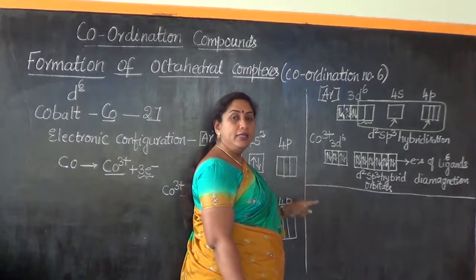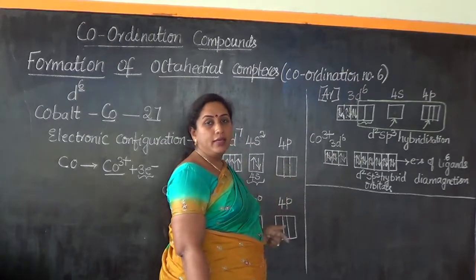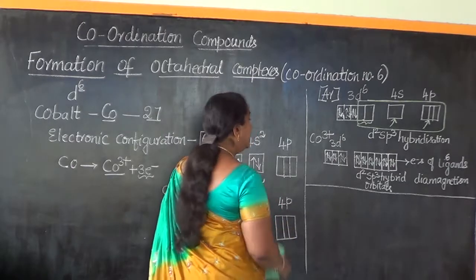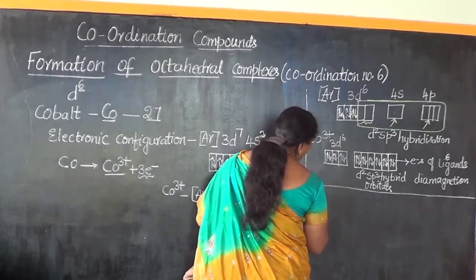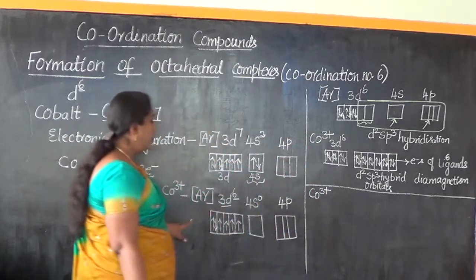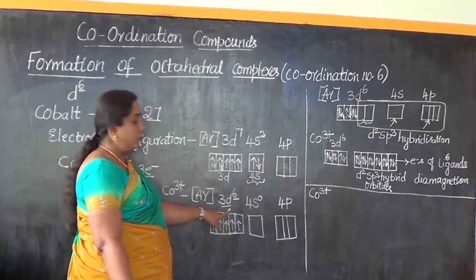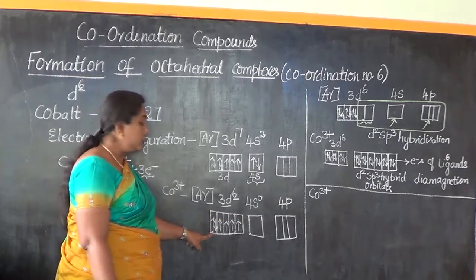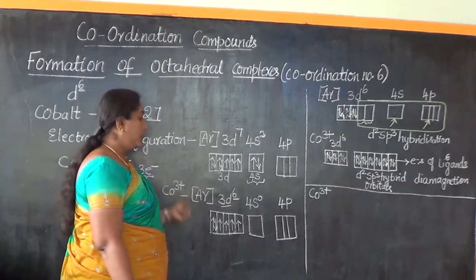If the approach is done by weak ligands, like the halide ligands, fluorido, chlorido, bromido, if such ligands approach the cobalt 3 plus ion, let us see what will happen. Co 3 plus, let me take up the same case. Now Co 3 plus will have this configuration, where we find one of the d orbitals containing paired electrons and the other 4 d orbitals containing unpaired electrons.